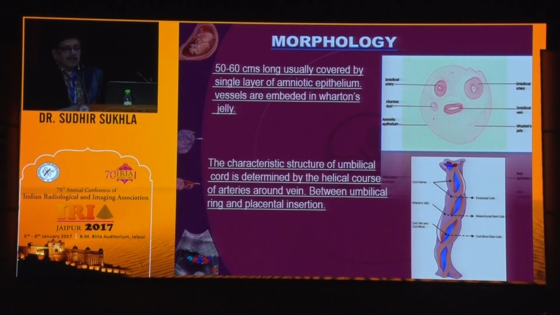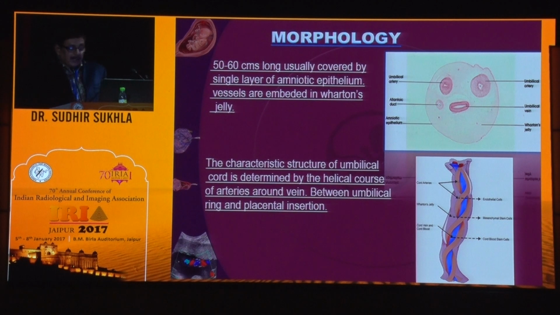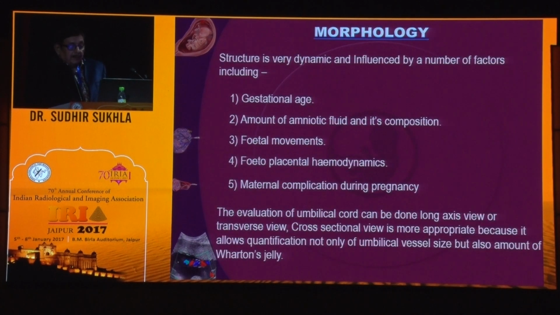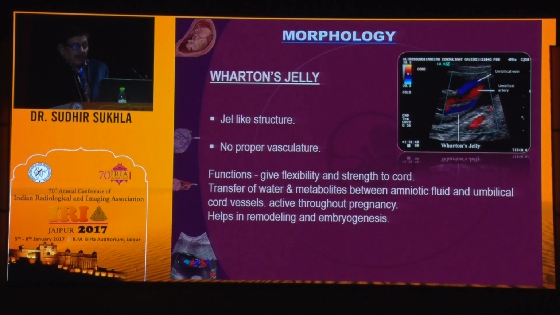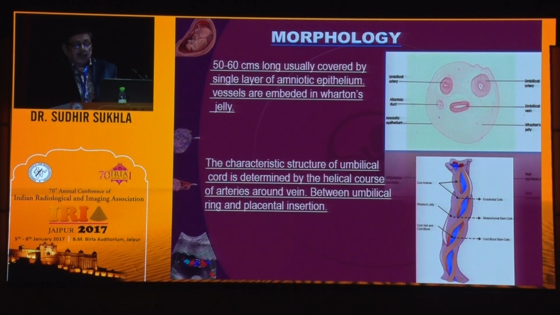The morphology of the cord: it is 50 to 60 centimeters long, usually covered by amniotic epithelium. The vessels are embedded in the Wharton's jelly. The characteristic feature of an umbilical cord is its helical course, with the arteries coiling around the vein.